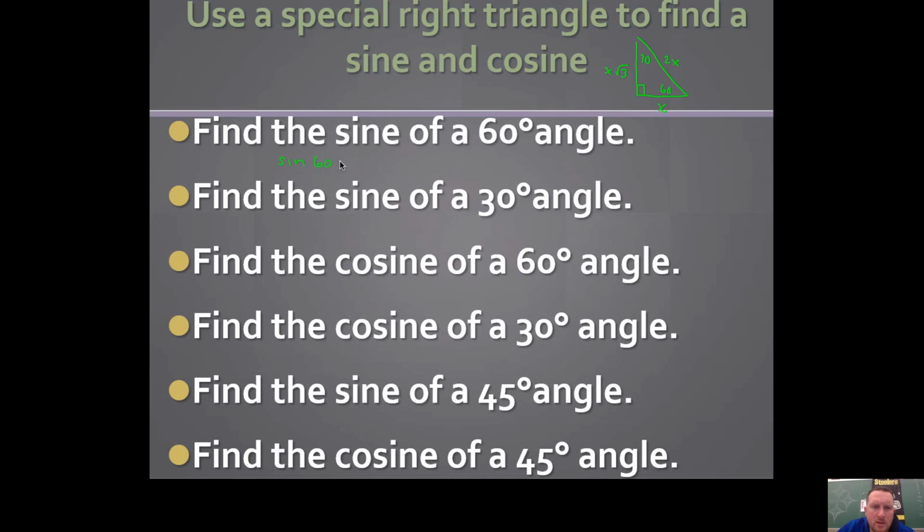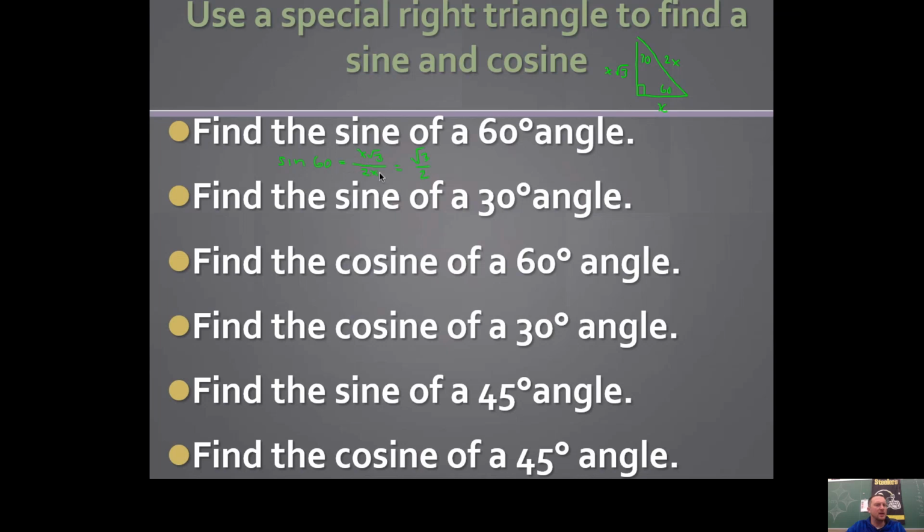Sine of 60 would then be x square root of 3 over 2x. It looks weird, but these are multiplied together and so are these. So what happens is those x's cancel and you're just left with the square root of 3 over 2.